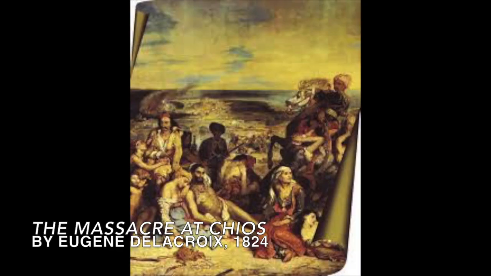The Massacre at Chios by Eugene Delacroix in 1824. The French painter Delacroix was one of the most important French Romantic painters. Children, this huge painting depicts an incident in which many Greeks were said to have been killed by the Turks on the island of Chios. So, by dramatizing these incidents, focusing on the suffering of women and children, and using vivid colors, Delacroix sought to appeal to the emotions of the spectators and create sympathy for the Greeks.